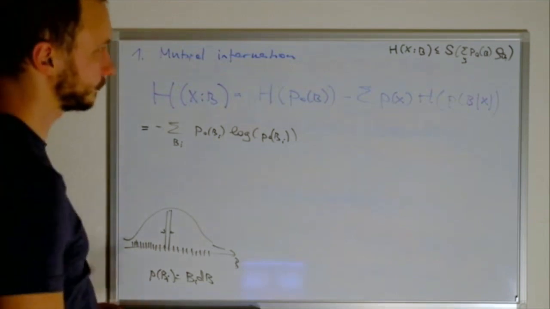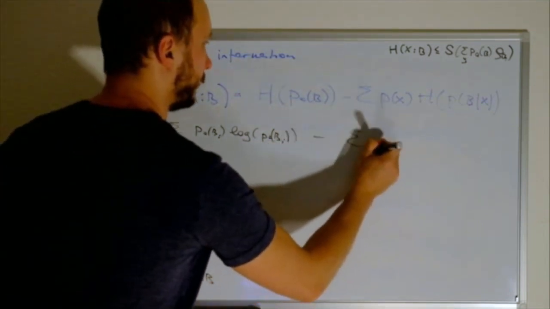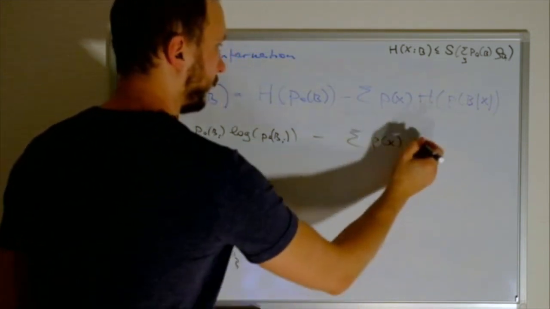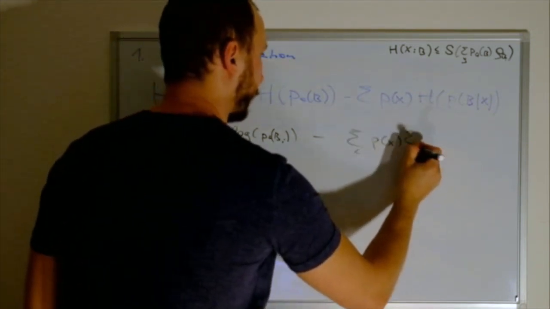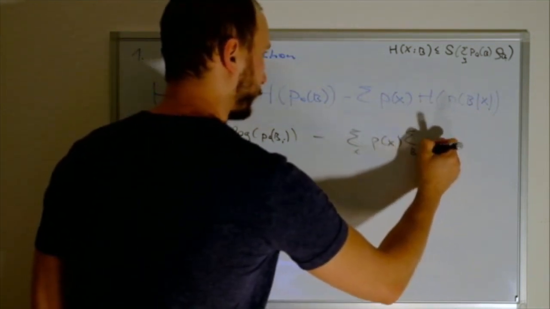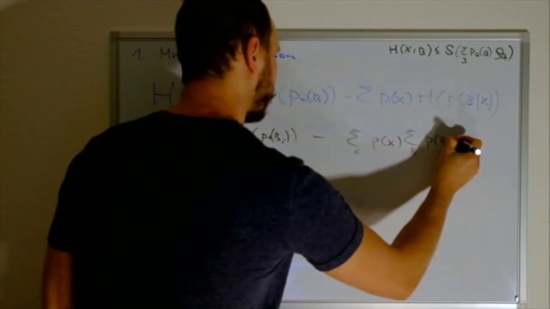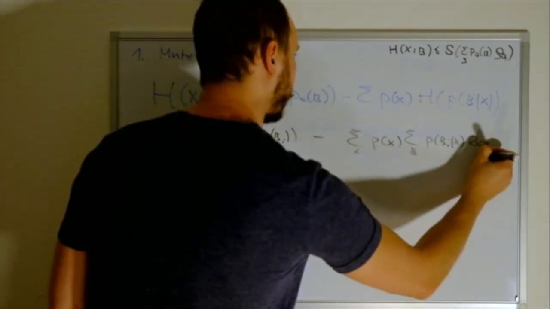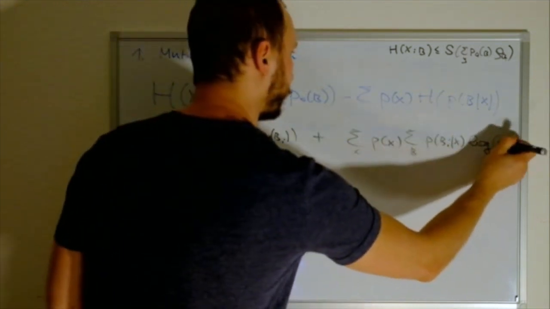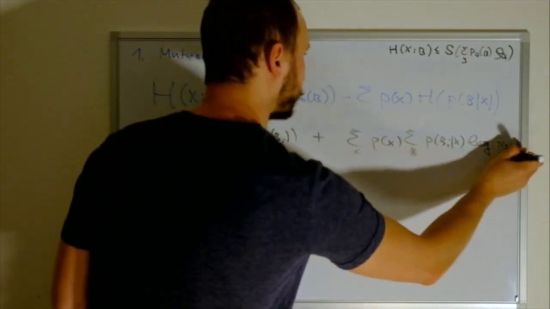Minus we have the sum over X of P of X, and then we have the same story here. This is the sum over Bi of P of Bi conditional on X times log of P of Bi conditional on X.